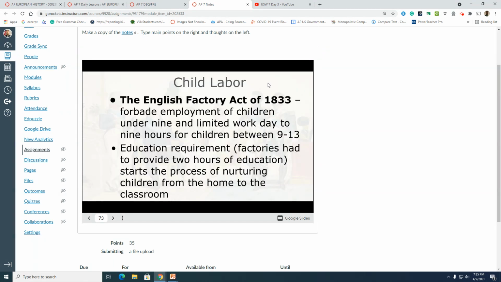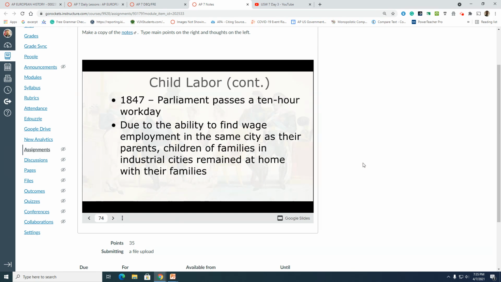The English Factory Act was passed in 1833, which of course cut back the hours and also the ages of people that could work. It was limited to 9 hours, for instance, per day for children at 9 to 13. And it did say that if children weren't going to school, then factories needed to provide at least some type of minimal education for the children.